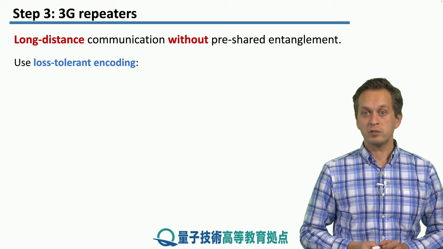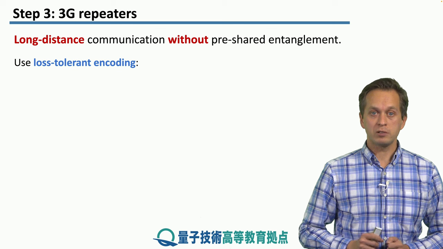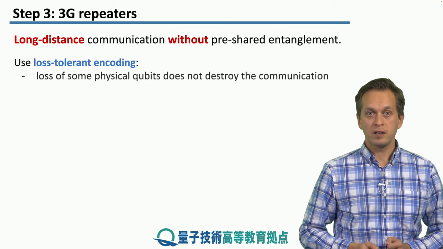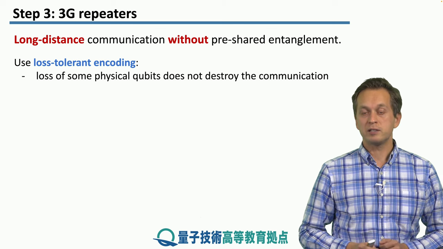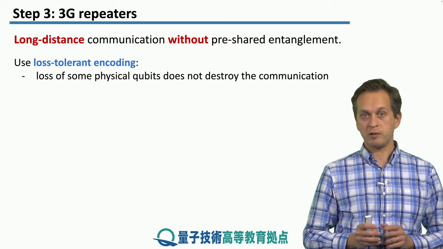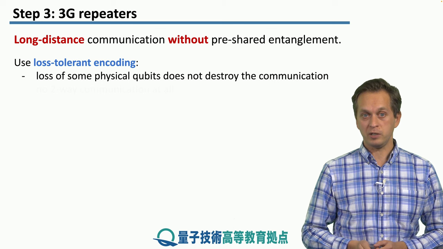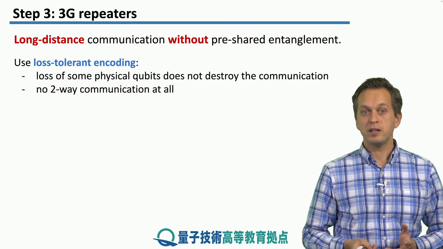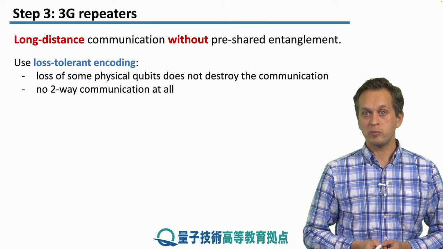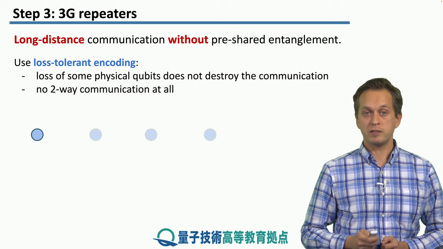What we need to use is, again, quantum error correction, but this time we're going to use loss-tolerant encoding. Using this, we can tolerate a certain amount of losses, so we can lose some of the physical qubits that we send down the optical fiber without destroying the message that we're trying to communicate. And again, there is no need for two-way communication at all. So how it's going to work is the following.